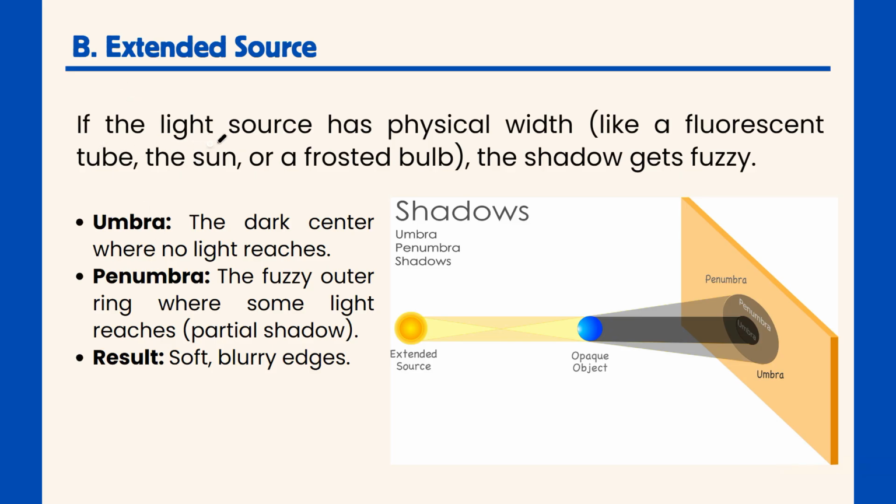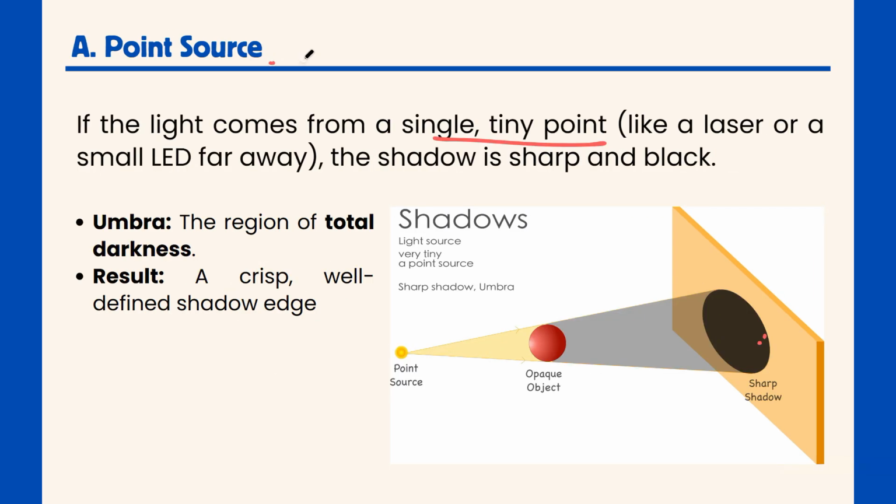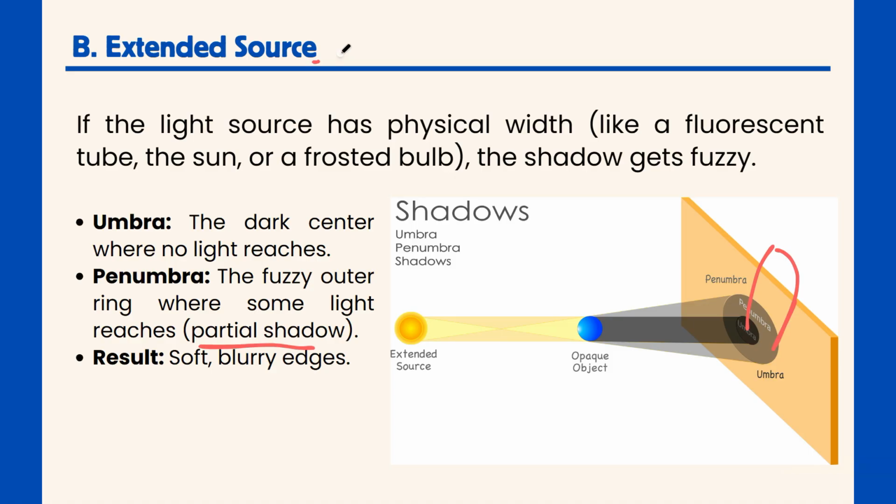And if the light source has physical width, like a fluorescent tube, the sun, or a frosted bulb, the shadow gets fuzzy. So this is our fuzzy here. And then we have the umbra and the penumbra. So the umbra is the dark center where no light reaches, and then the penumbra, the fuzzy outer ring, where some light reaches, or it is also known as partial shadow. So the result is soft, blurry edges. So again, our two types of shadow are the point source and the extended source.